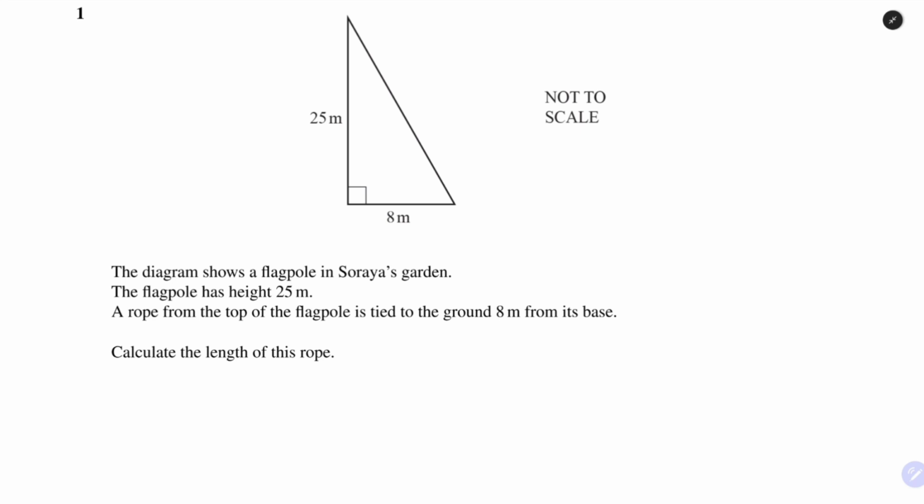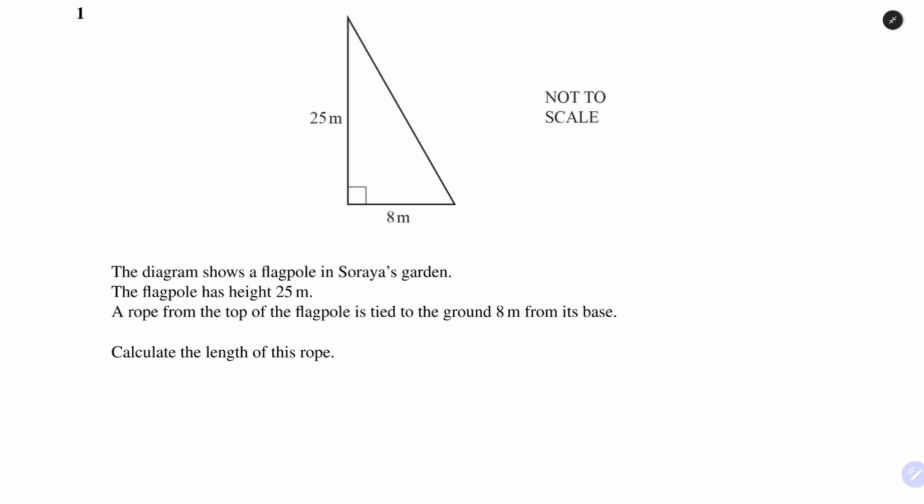Question number 1. The diagram shows a flagpole in Soraya's garden. The flagpole has a height of 25 meters. A rope from the top of the flagpole is tied to the ground 8 meters from its base. Calculate the length of this rope.